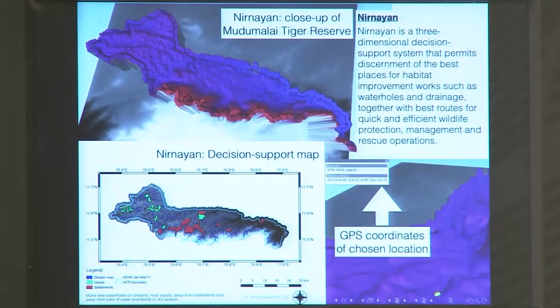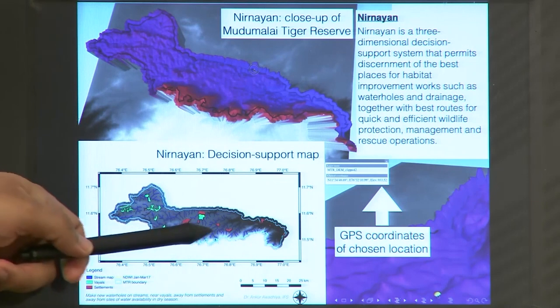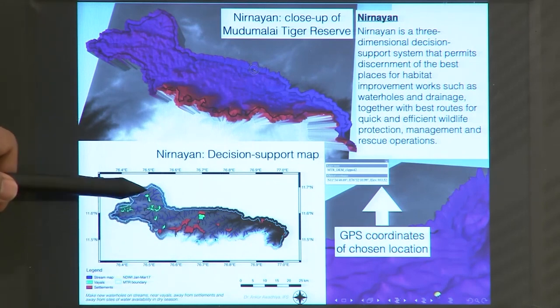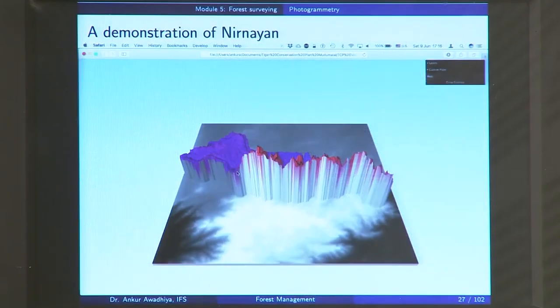For instance, this is a digital elevation map of the Mudumalai Tiger Reserve. In this map, what we are seeing is the elevations of different points on the ground by making use of the area of the photographs. And in this case, we are seeing a hydrographical map where we are seeing where the streams are located.